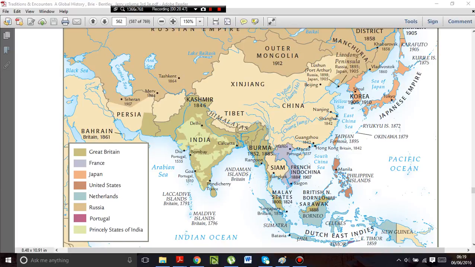So here we have the Indian subcontinent, and the green shows that it was under the rule of Great Britain. So we also got imperialism in the rest of South Asia. We have down here the Dutch East Indies, one of the Netherlands' only colonies. People from the Netherlands are called Dutch, just if you didn't know.